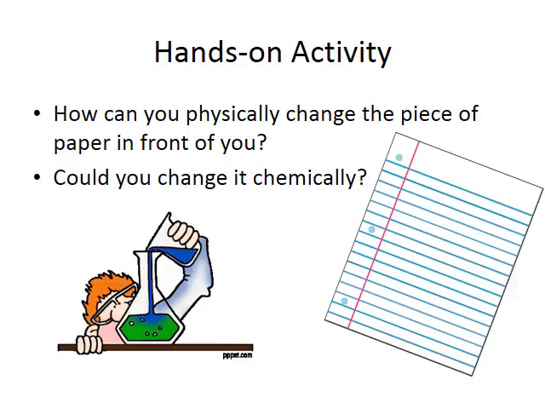This is a quick and easy activity that connects to a science standard for 5th grade. This standard includes changes to matter that are physical and chemical. We only focused on the physical part of changing the paper. But could we chemically have changed this paper?